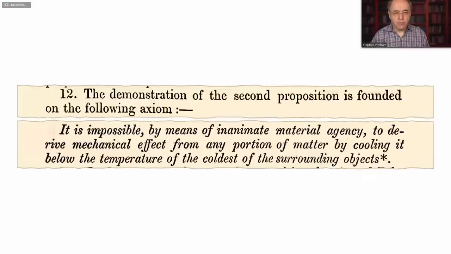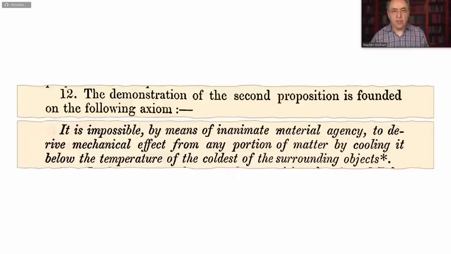He says, the demonstration of the second proposition is founded on the following axiom. It is impossible, by means of inanimate material agency, to derive mechanical effect from any portion of matter by cooling it below the temperature of the coldest of the surrounding objects. So, in other words, this is basically saying heat doesn't go from a colder object to a hotter object. You can't derive mechanical effect. It's a slightly obscure version of the second law.